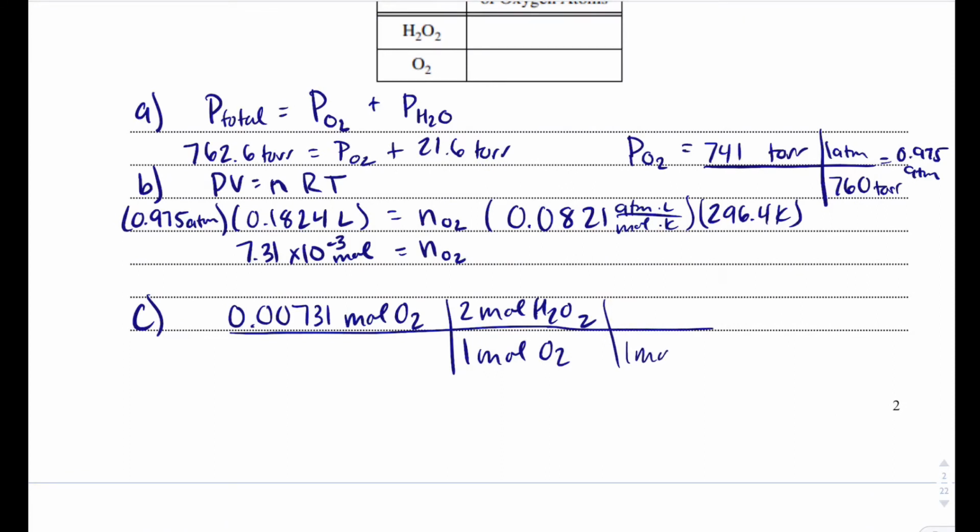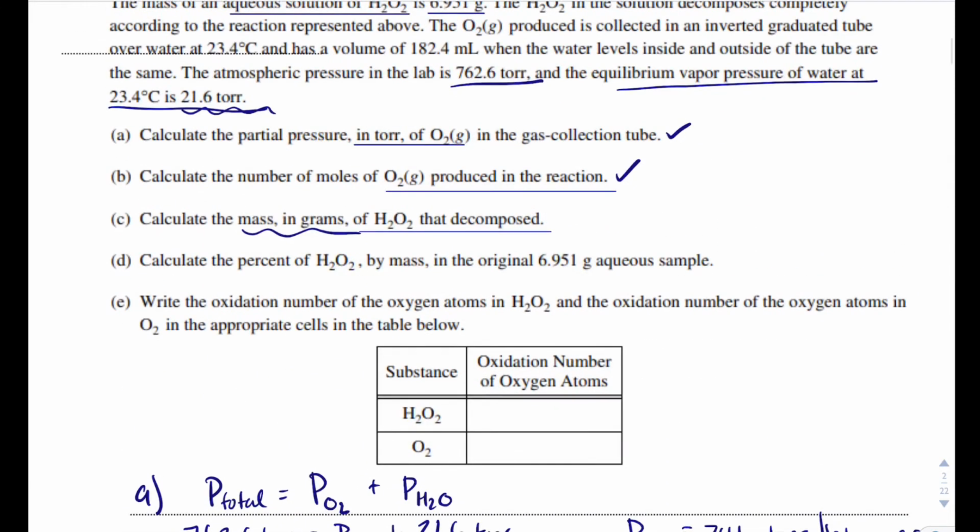In 1 mole of H2O2, there are 34.02 grams of H2O2, and so when I math that out, I get 0.497 grams of H2O2. Okay, in part D, they just want the percent by mass in the original sample. So remember, like I said at the beginning, the sample is mainly water, okay, because it's aqueous.